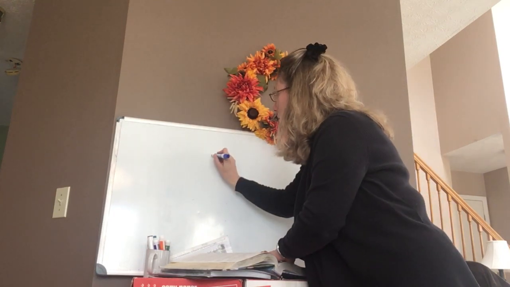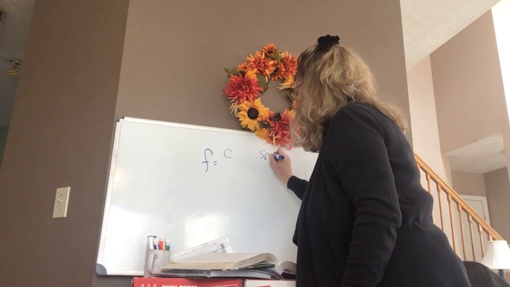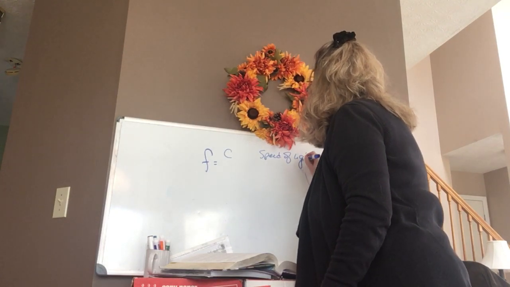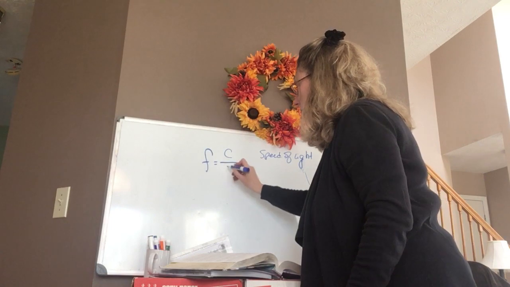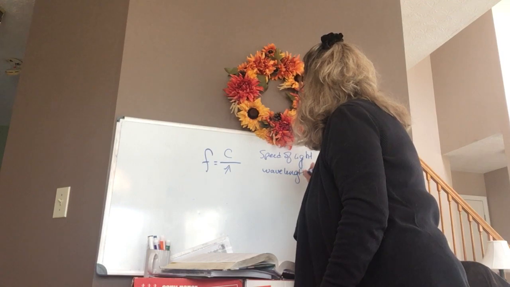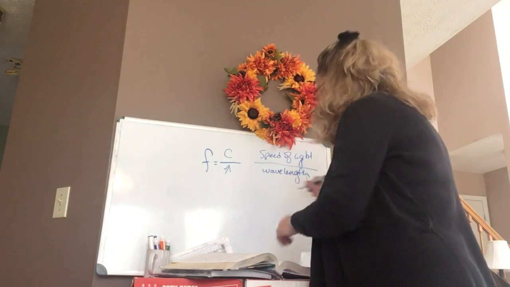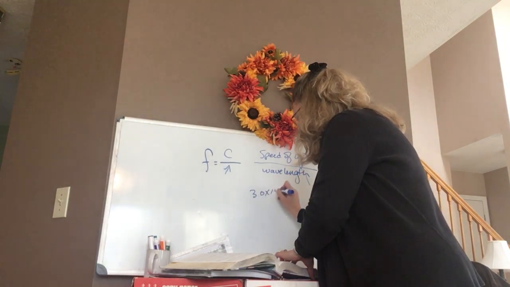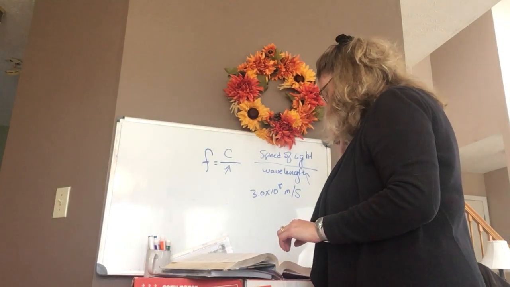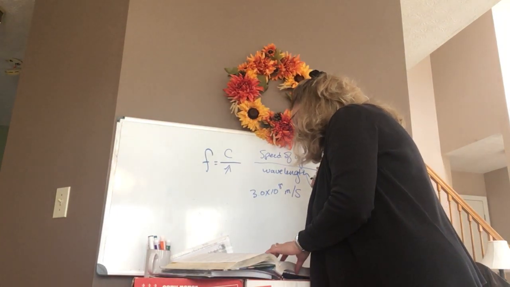So frequency equals c, which is the speed of light, over my wavelength. Oops, that's a lambda, not an H. Okay? And the speed of light, you don't have to memorize it, they're going to give it to you, but it's 3.0 times 10 to the 8th meters per second.